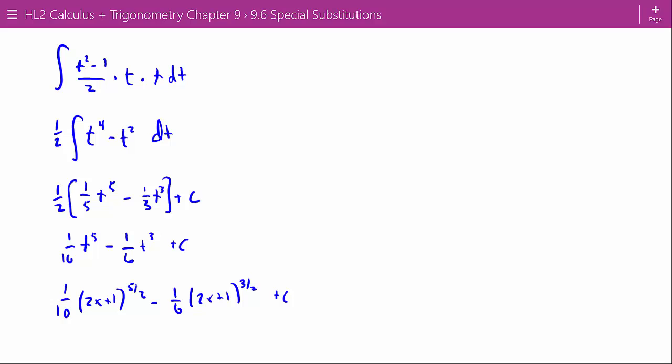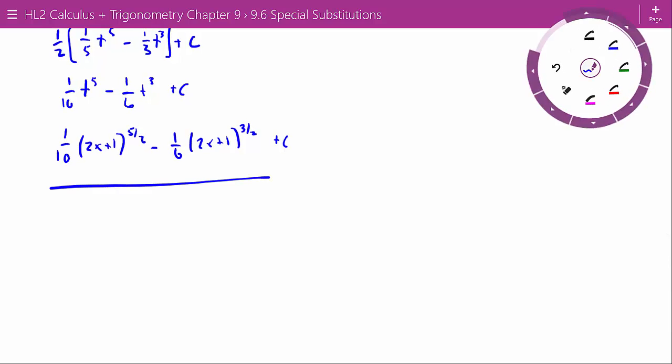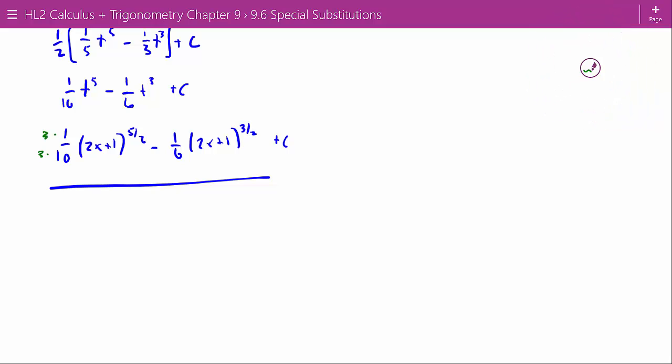However, it's not how you're going to be presented with the answer if you were to check it, say, in the back of a book. If you're working on problems and you have the answer available to you, it's going to be simplified further than this. So let's see how that works. We're adding two fractions together. We're going to need a common denominator, which is 30. And both of these terms have 2x plus 1 to the 3/2 in them. So times 3, times 5.